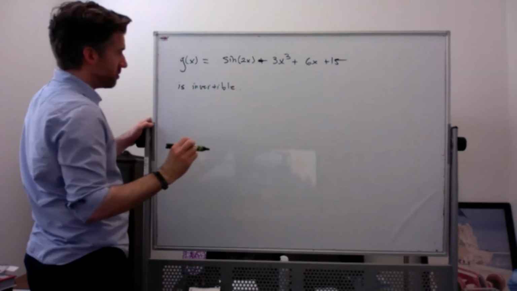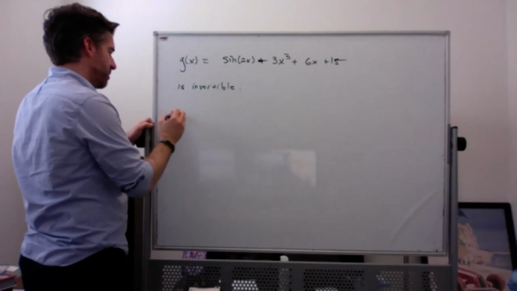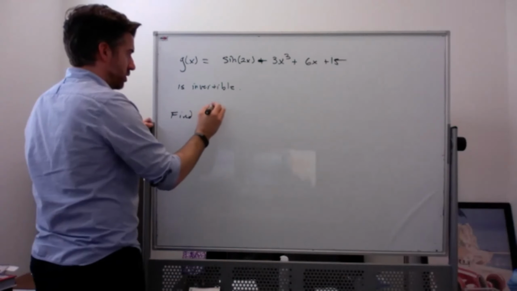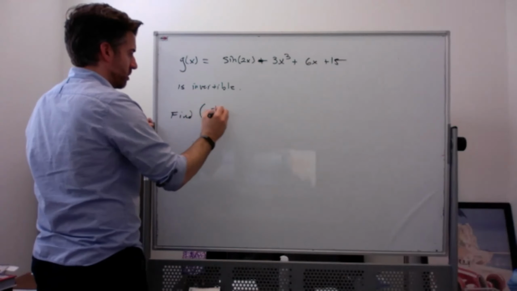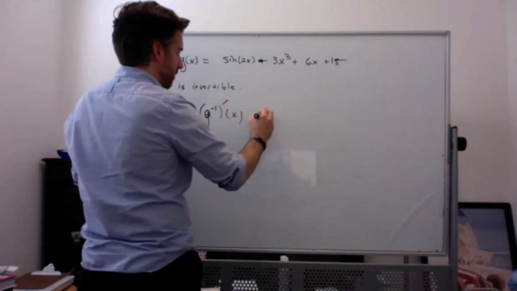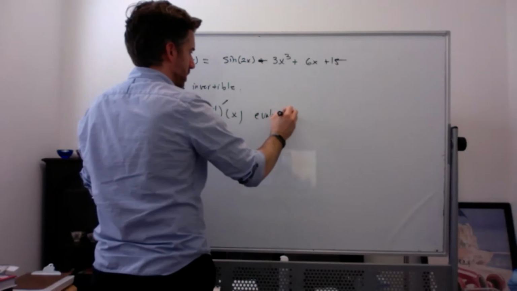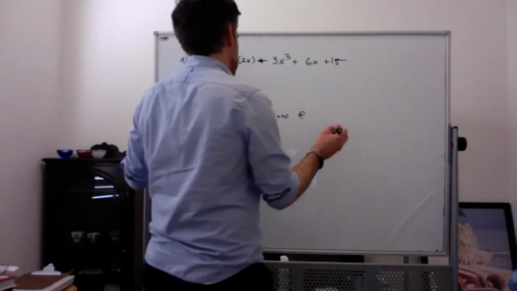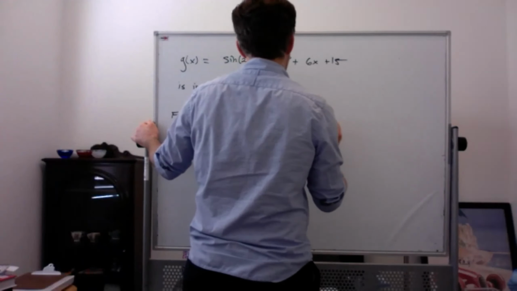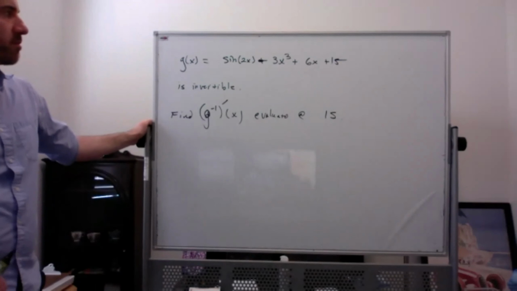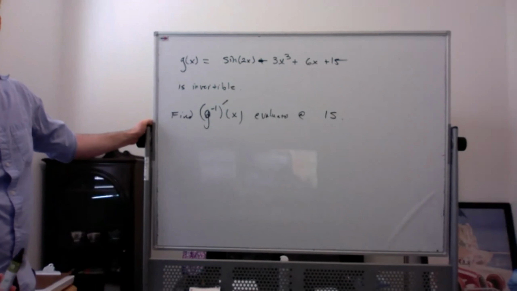I want to find g inverse prime, that's the derivative of the inverse, evaluated at 15. Oh, I have to think for a second, sorry here. Yeah, that should work out all right.